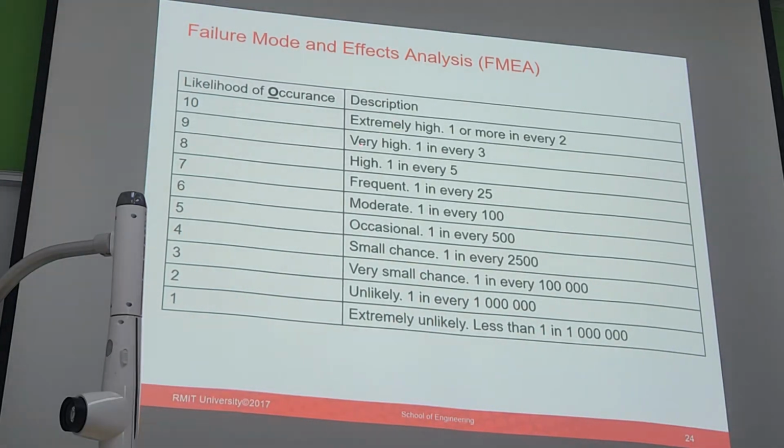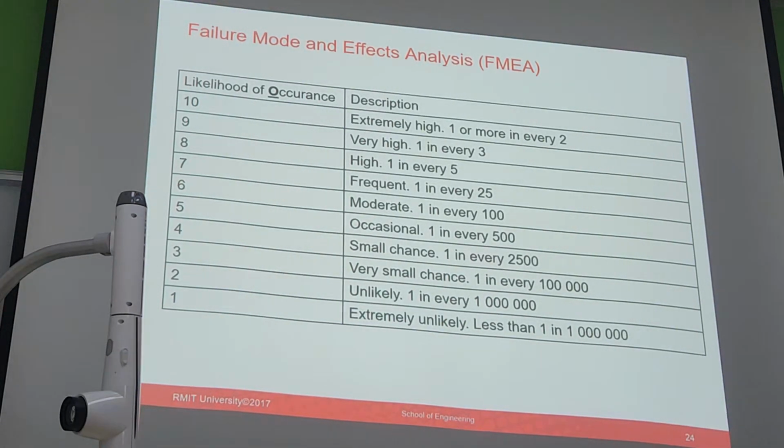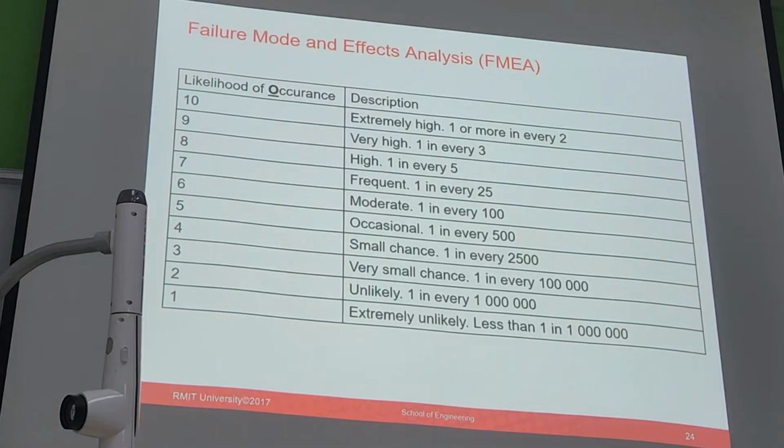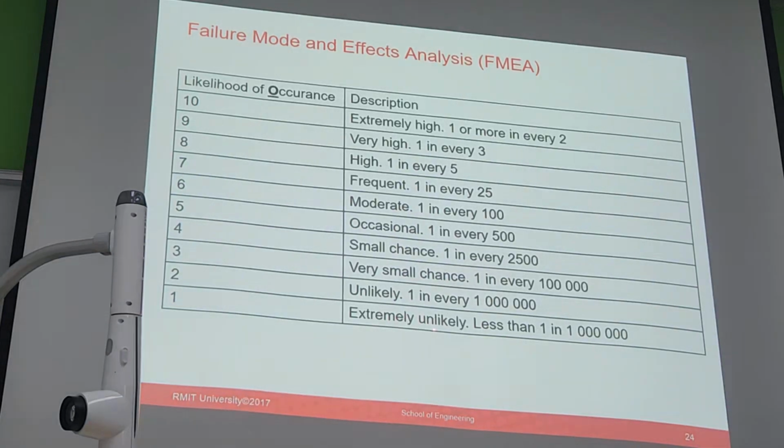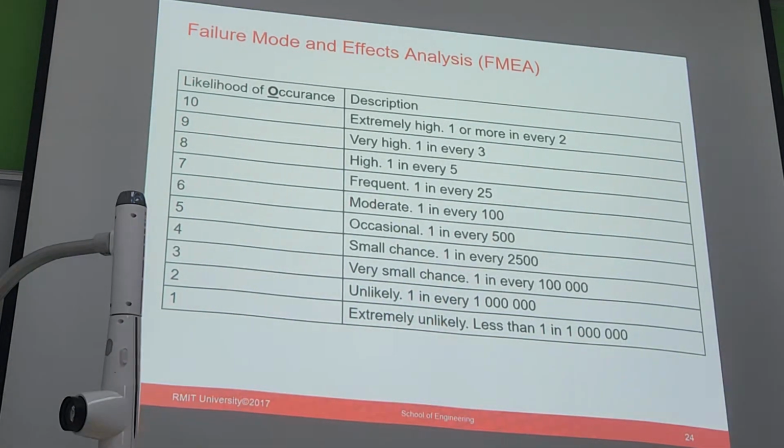For occurrence, I give you this table. This table is called likelihood. Likelihood means probability. Likelihood of occurrence extremely very high is 10. Very extremely unlikely means 1. Can we put it 0? No. Between 1 to 10. How many? 1, 2, 3, 4, 5, 6, 7, 8, 9, 10.